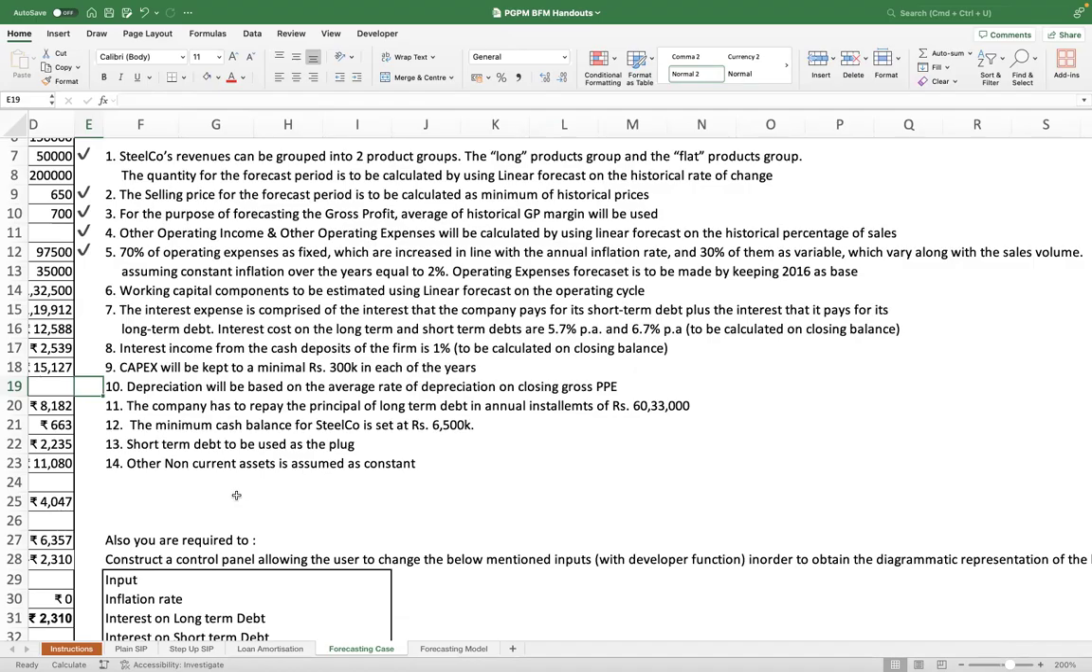Based on closing gross PPE. Average rate of depreciation, which means I will first need to find out the PPE figures for 17, 18, 19 and 20. जब तक आप वो नहीं find out करोगे, you can't find out the depreciation. So which means I will have to first do PPE. PPE के ऊपर have they given anything there?